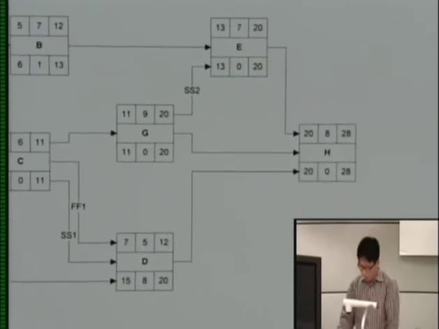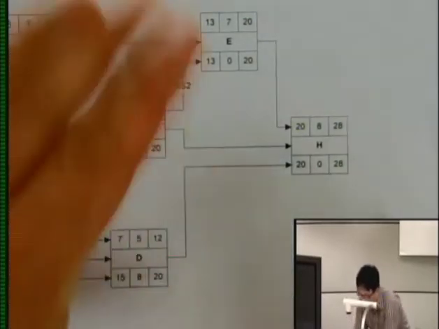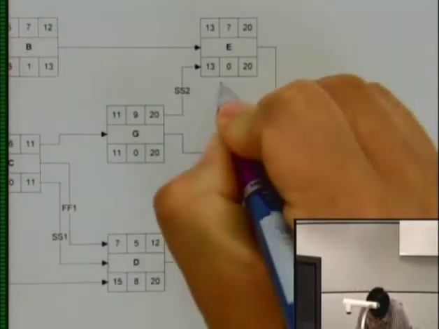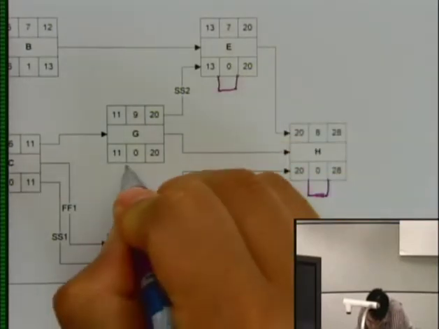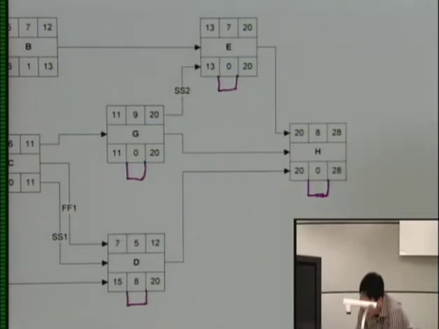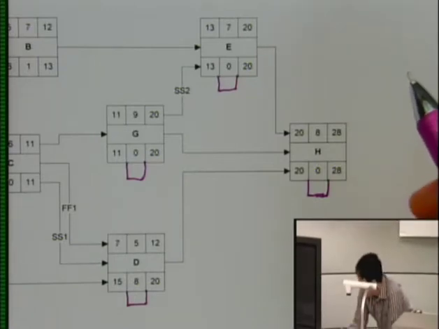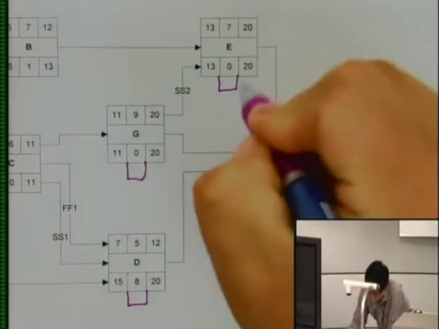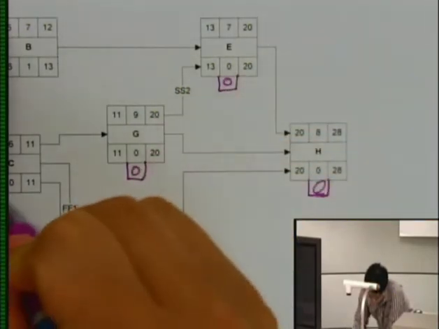Okay. So in our calculation, free float will be this one. Let's look at how you can calculate if the activity is critical path. In that situation, your free float will always be 0. So you can say that it's going to be 0.